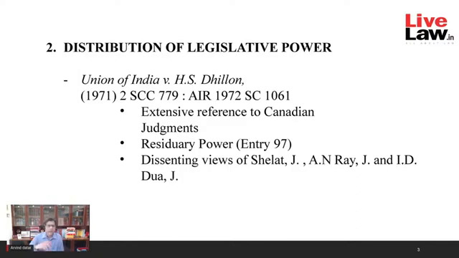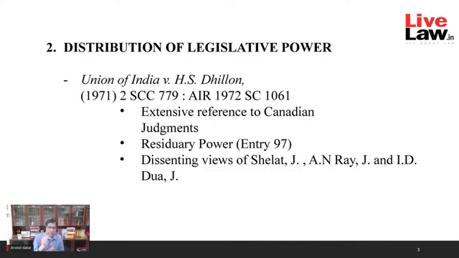Now, one very important contribution of the Canadian Constitution is the distribution of legislative power between the center, List 1, List 2, and List 3. Of particular importance is entry 97, which is the residuary power, and that must be read, as you know, with Article 248. Now, in the judgment of Union of India versus Dhillon, they levied wealth tax on agricultural land. The Punjab and Haryana High Court, a full bench of 5 judges, by 4:1 said that that particular provision was bad.